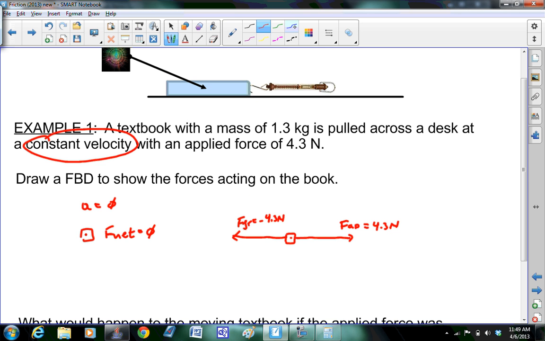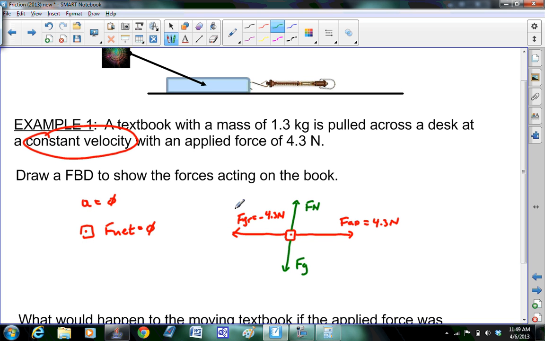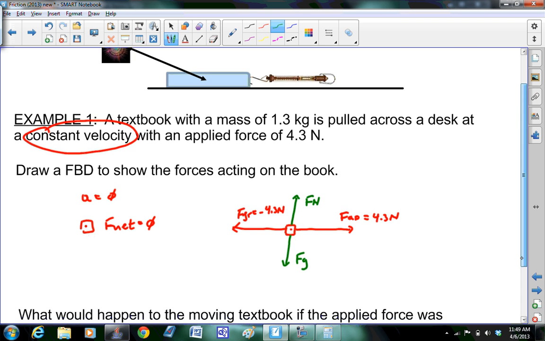Now, other forces that we have here are going to be the force of gravity and also the surface force or the normal force acting on the textbook, and those two are also equal to 0. So basically what happens here is the book is being moved across at a nice constant velocity, no acceleration overall.